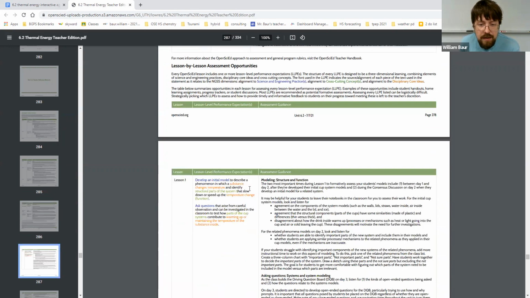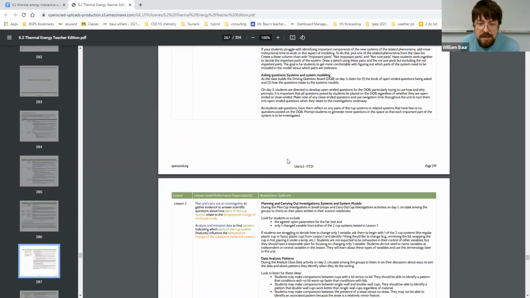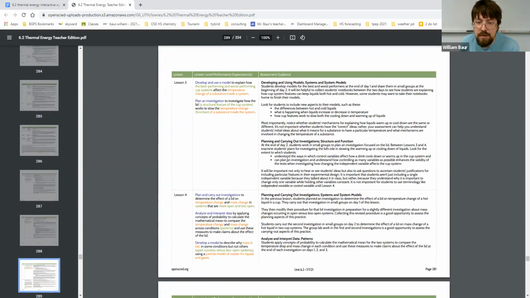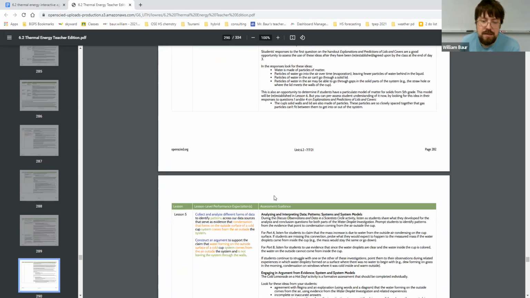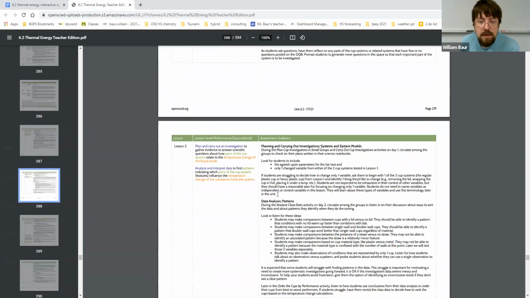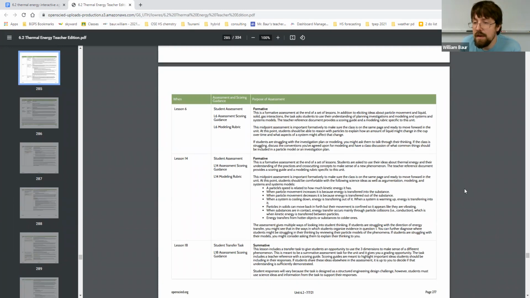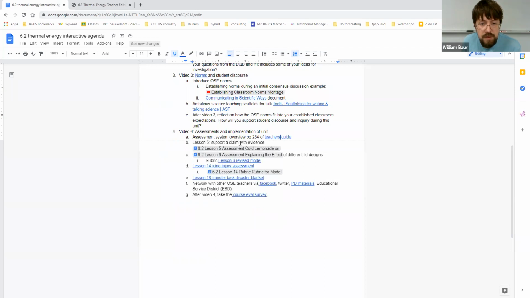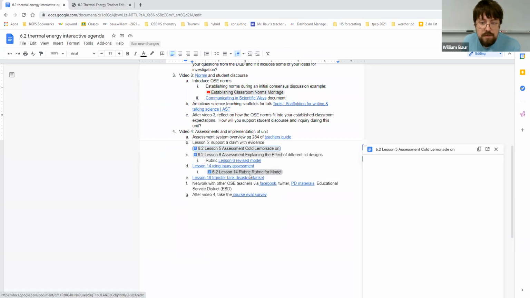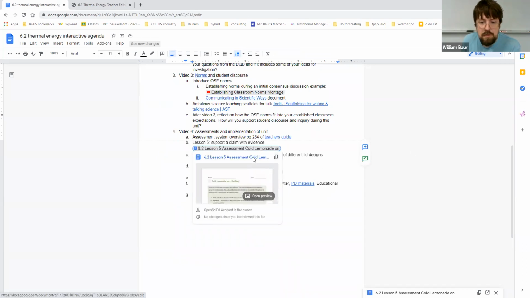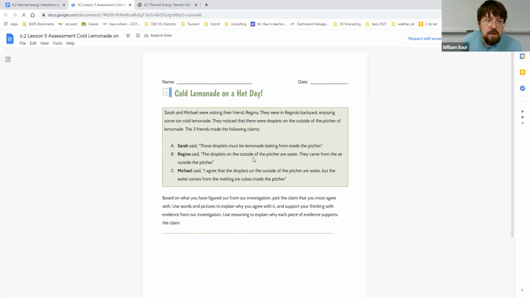They also highlight assessment guidance for each lesson, so you can have assessment in each lesson. I won't go through all of that, but I want to show you what the assessments look like so you can have the end goal in mind as you teach these units. So let's start with lesson 5 and look at the cold lemonade on a hot day.